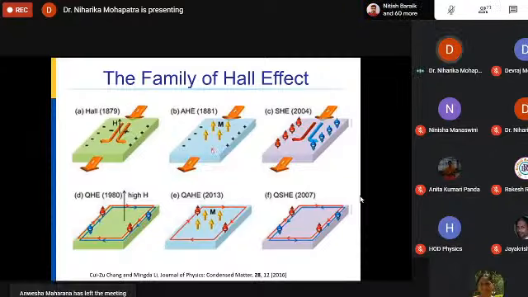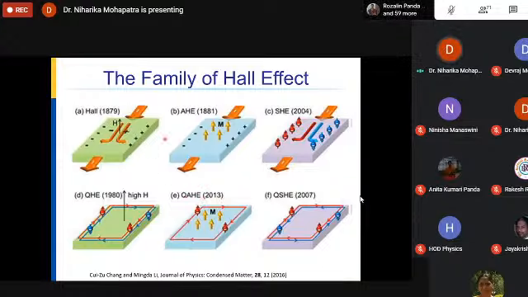Starting with the normal or ordinary Hall effect, then the anomalous Hall effect, spin Hall effect, quantum Hall effect, quantum anomalous Hall effect, and quantum spin Hall effect. This is the sequence of discovery from 1879 to 2013. I'll give you a glimpse of all these Hall effects, how they are different, and in which material we observe each effect.